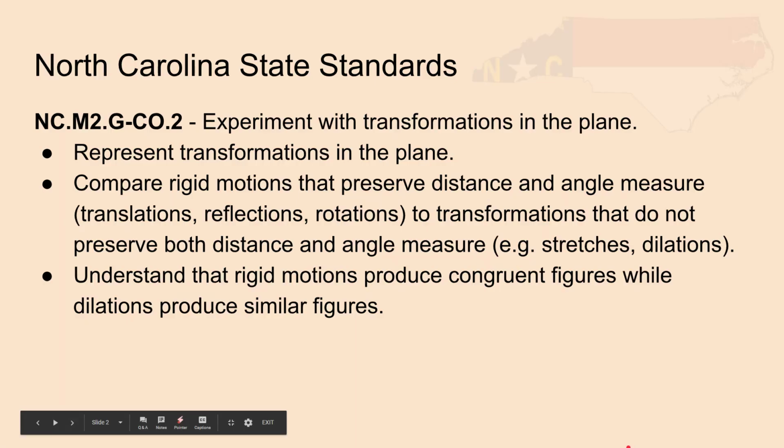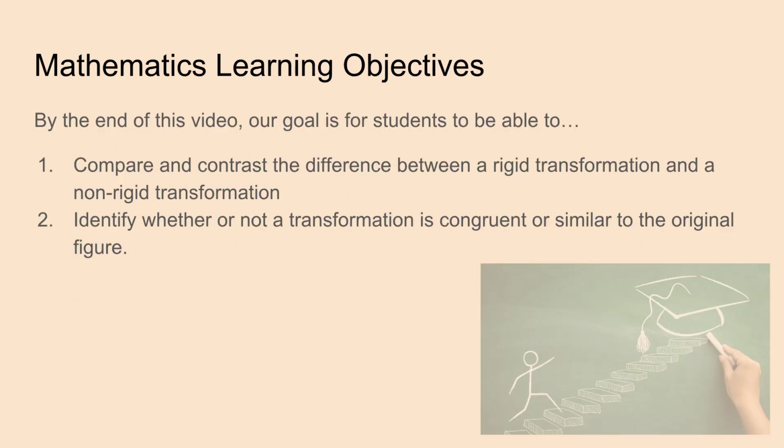In this video we will be briefly discussing the core ideas relating to geometric transformations. In particular, we will be briefly touching on the North Carolina state standard that is listed on the slide. Feel free to pause the video and read it if you'd like, but our objective from that standard is for you to be able to compare and contrast the difference between a rigid transformation and a non-rigid transformation, as well as to be able to identify whether or not a transformation is congruent or similar to the original figure.